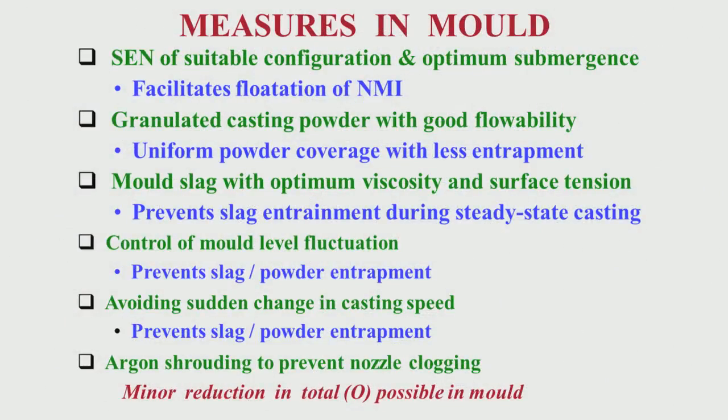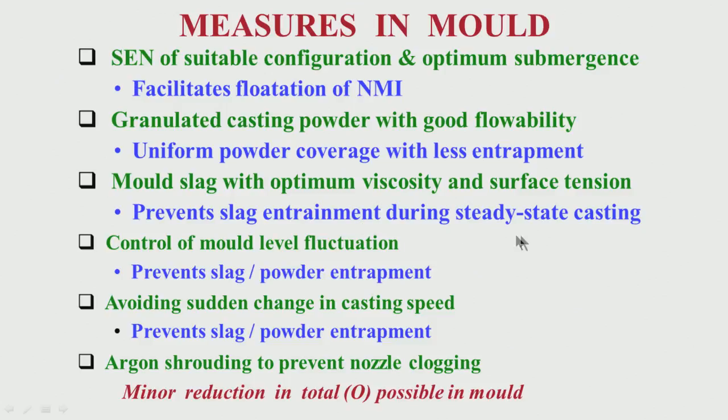This is given by whatever constituents are there. What are the constituents? How much of CaO, how much of alumina, how much of sodium oxide will be there, how much of barium oxide sometimes is added, how much of calcium fluoride will be added. All these will give you the melting point of the powder which will generate the slag, the viscosity, and the surface tension. So, the constituents present in the powder will give us the desirable mold slag, which has optimum viscosity, surface tension and melting point. This is very important.